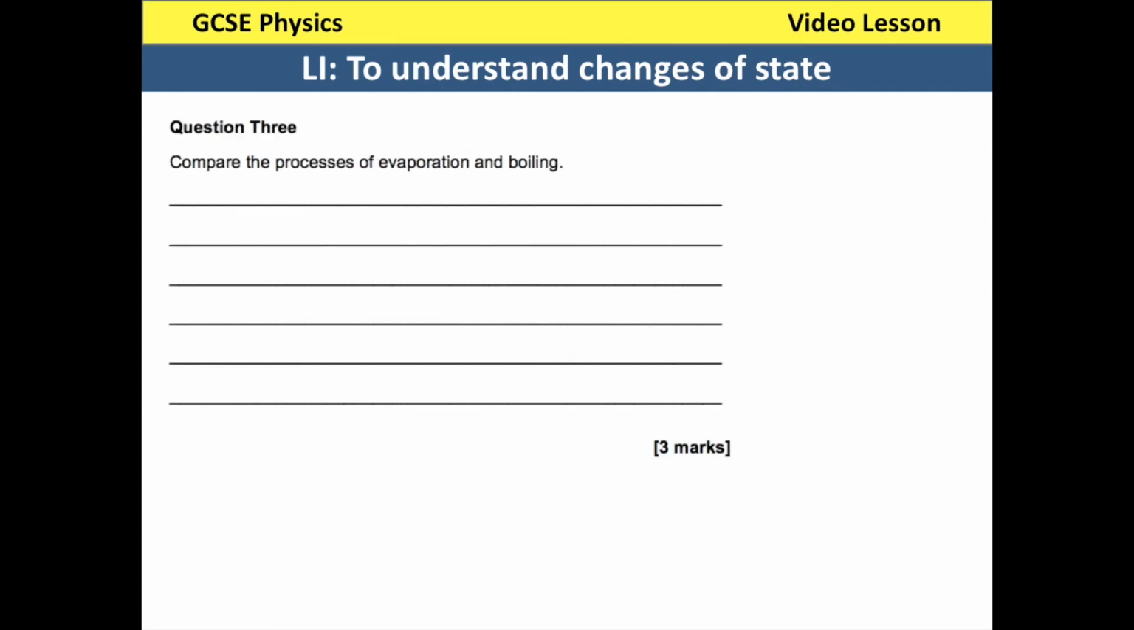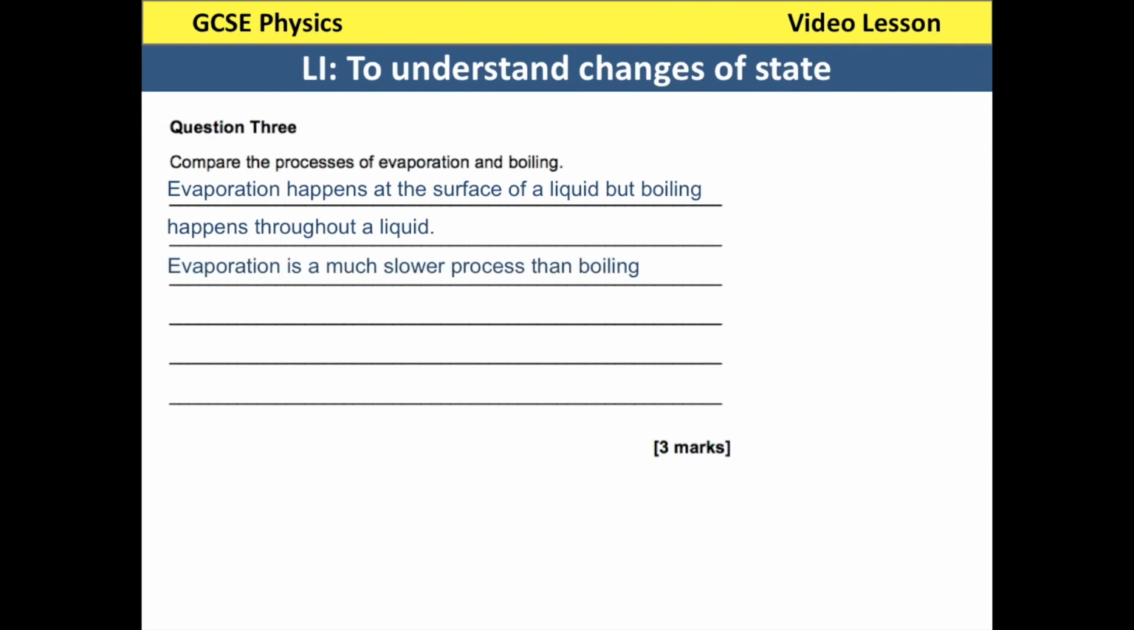Question 3. Compare the processes of evaporation and boiling. So we've looked at this already in today's lesson. The first mark is for stating that evaporation happens at the surface of a liquid, but boiling happens throughout a liquid. The second mark is for stating that evaporation is a much slower process than boiling. And then the final mark is for saying that evaporation can happen at any temperature, but boiling only happens at the boiling point.